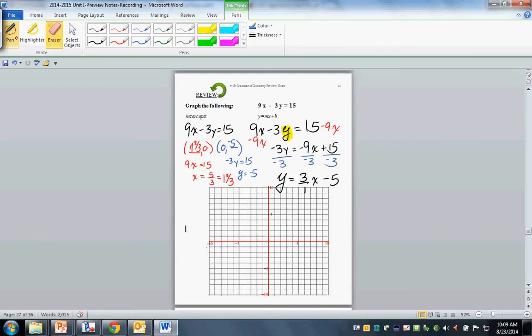Okay, let's go ahead and graph this and see what happens. So for y equals mx plus b, I'm going to start by graphing the negative 5. So I should have a negative 5 here. And up 3 over 1, and it's positive. So 1, 2, 3 over 1. I could have gone down this way. Either way, it should look like this.